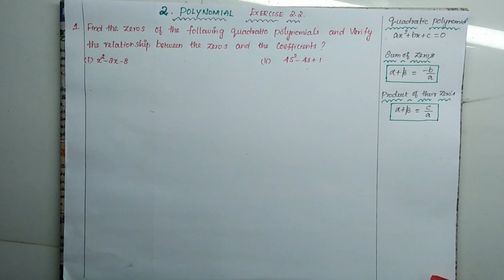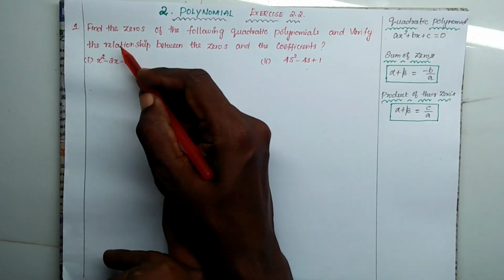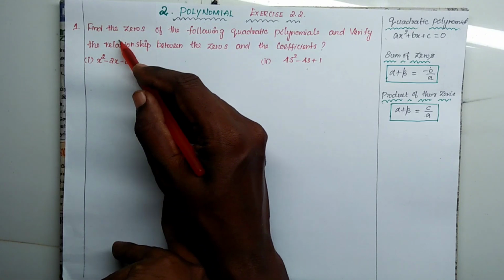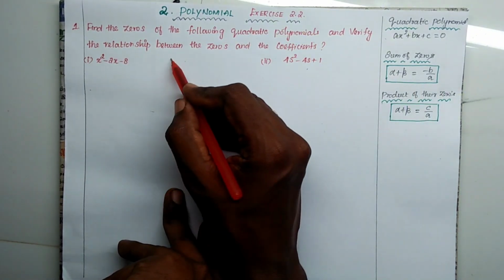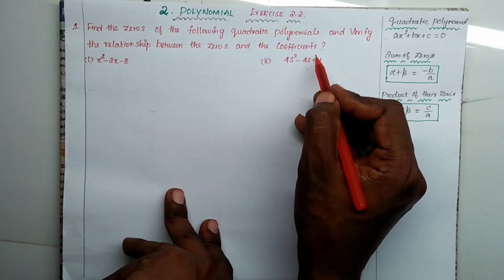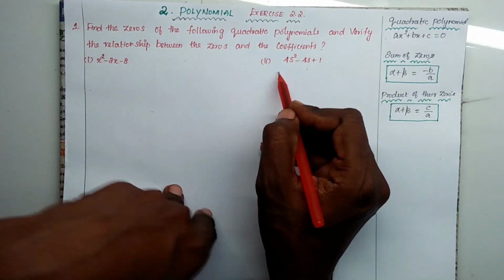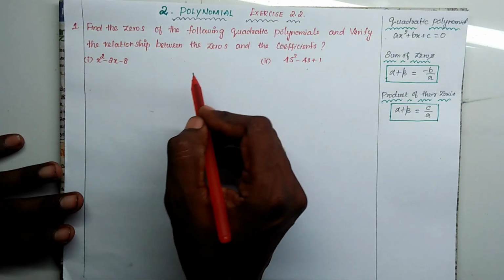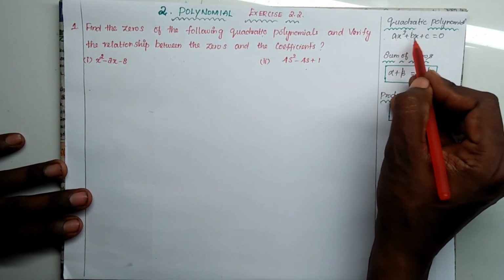Hello, welcome class. So in this video we are going to see exercise 2.2 from polynomials. The question asks us to find the zeros of the following quadratic polynomials and verify the relationship between zeros and coefficients. So we have to verify the relation between the zeros and the coefficients. They have given a quadratic polynomial. A quadratic polynomial looks like ax square plus bx plus c.